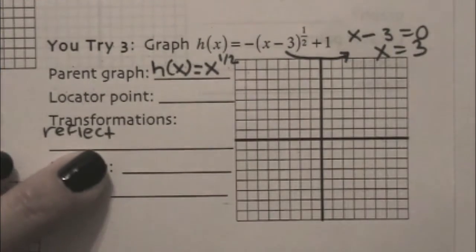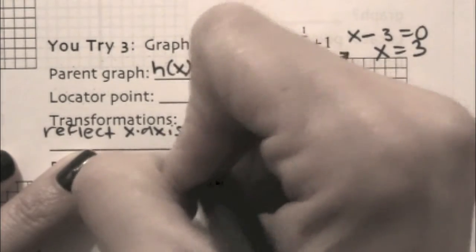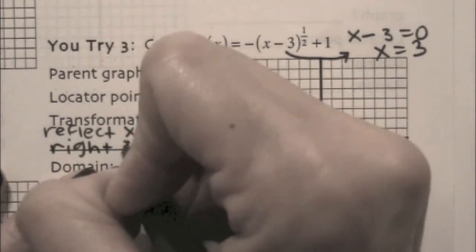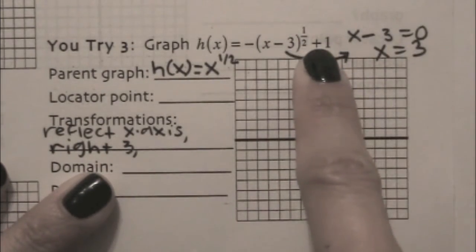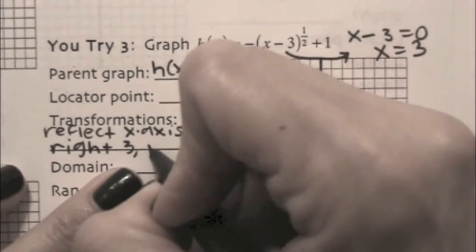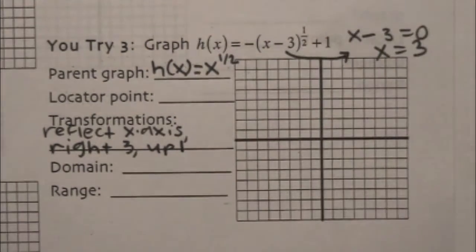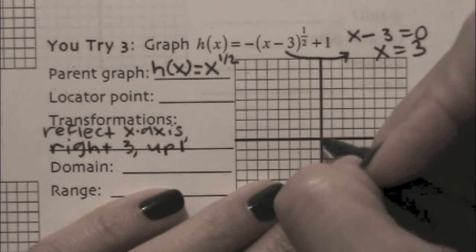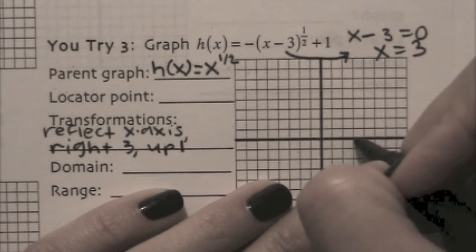So let's go ahead and list those. Reflect in the x-axis, a horizontal shift of right 3, and then at the end, our vertical shift is up 1. So we're going to move the original locator point at (0, 0). We're going to go right 3, up 1.